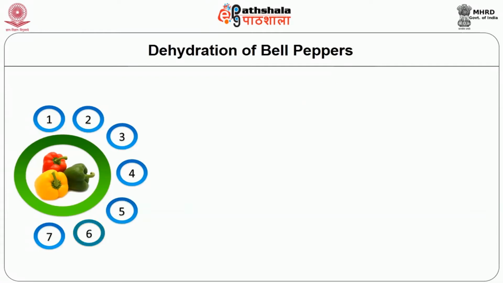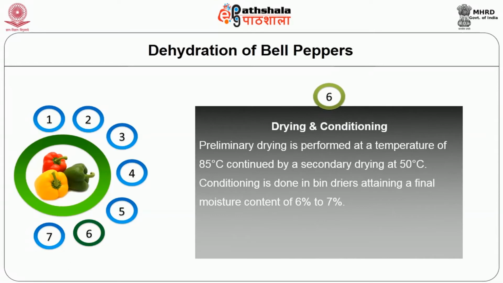The next step is drying and conditioning, where preliminary drying is performed at a temperature of 85 degrees Celsius, continued by a secondary drying at 50 degrees Celsius. Conditioning is done in metal dryers attaining a final moisture content of 6% to 7%.